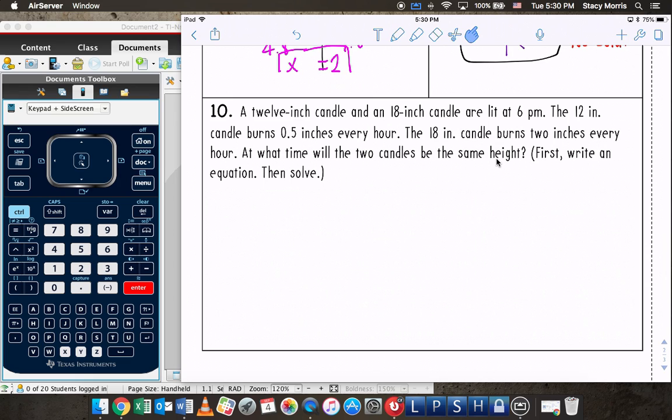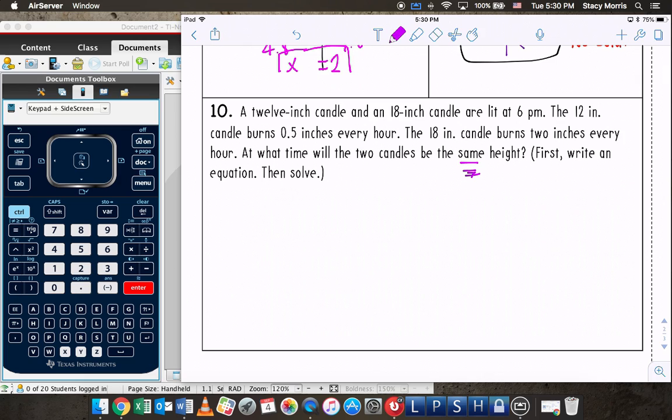So I kind of give you a hint there. Write an equation and then you're going to solve. So we actually need an equation that represents one side as our 12-inch candle and the other side as our 18-inch candle. If we want to know when they are the same, that means when are they equal to each other, right? Same means equal for us.